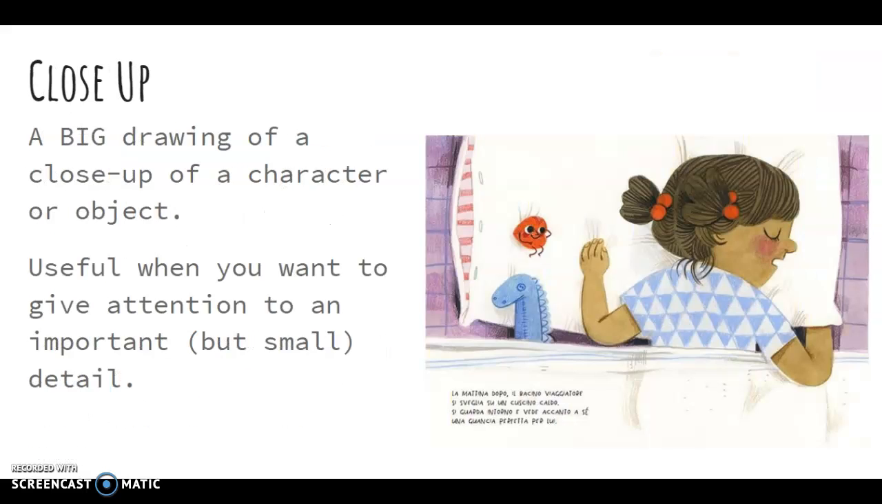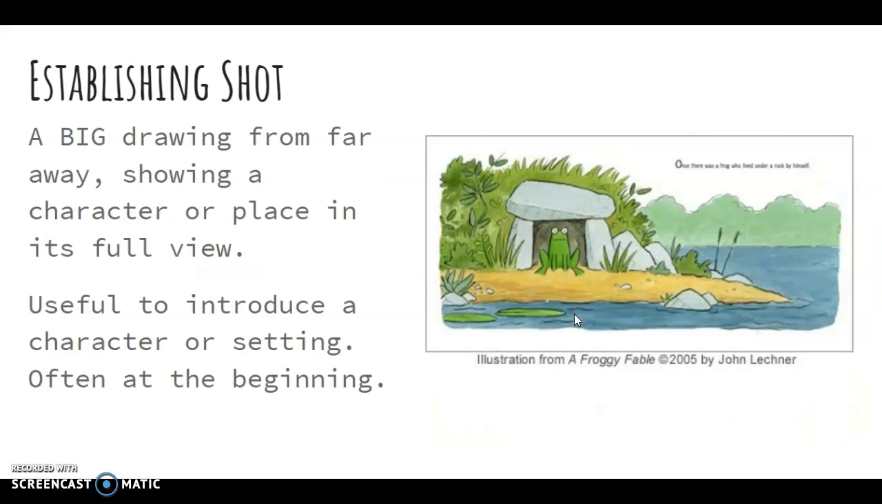And then a close-up. It's a big drawing of a close-up of a character or object. It's useful when you want to give attention to an important but small detail. Now, this detail, in this case, is the sleeping girl, and she's not that small, but you can tell that in most pages of the book, she's probably not going to be illustrated quite this big, right? She'll probably be a little bit smaller and not take up the whole page.